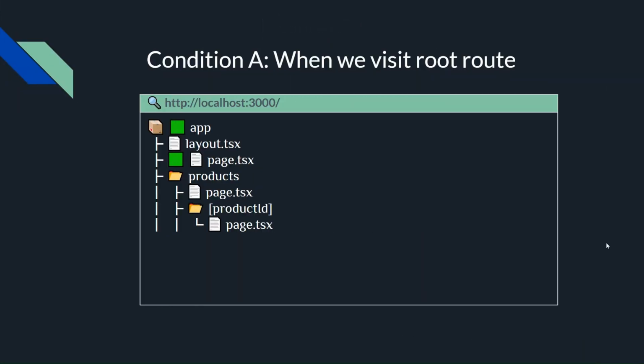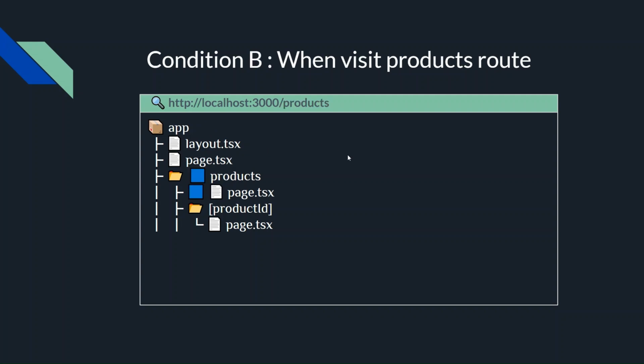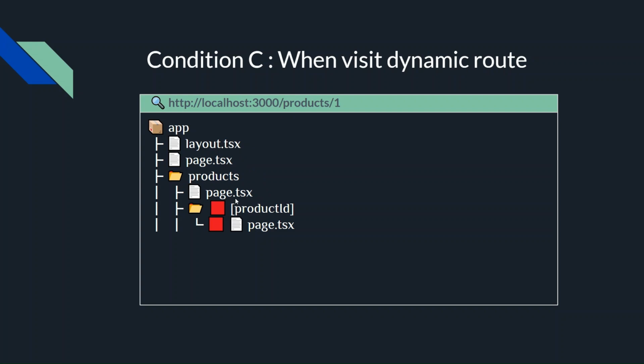So let's visualize what we have covered in this video so far, and what routes we have created. First of all, when you visit the root route, localhost, the page.tsx in the app folder will be activated. After that, when you visit the product route, localhost:3000/product, the page.tsx inside the product folder will be activated. And the third condition is when you visit the dynamic route for the product ID.